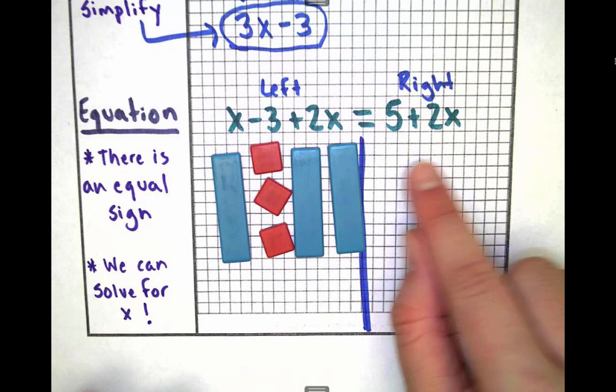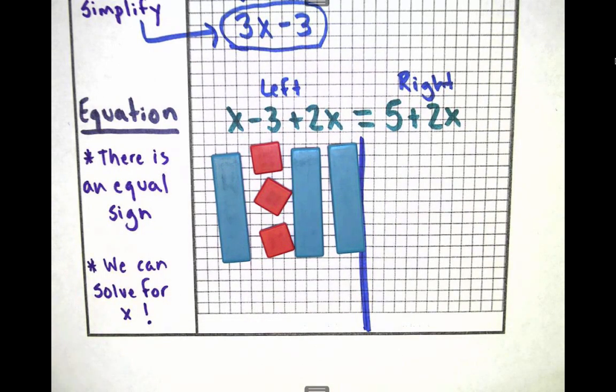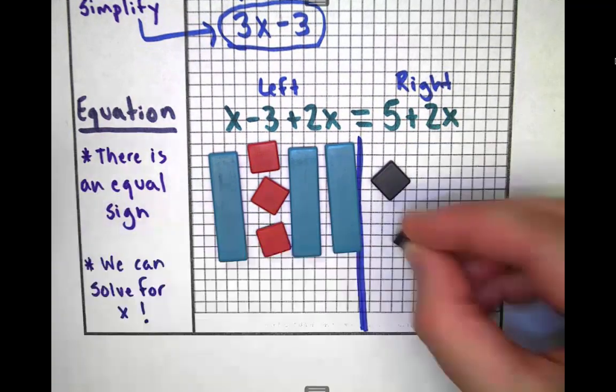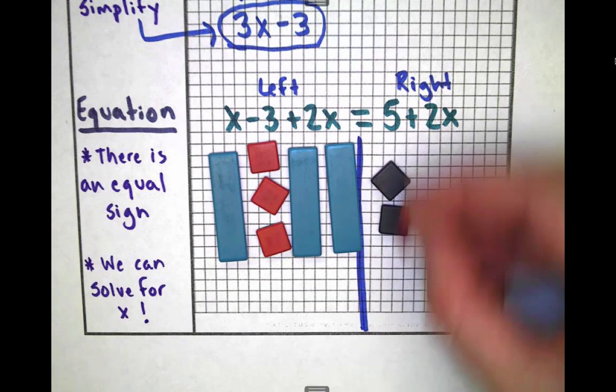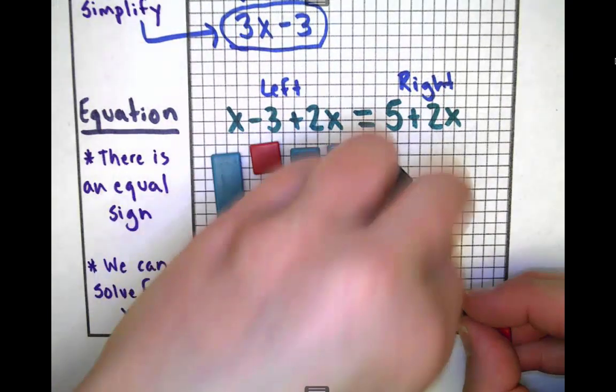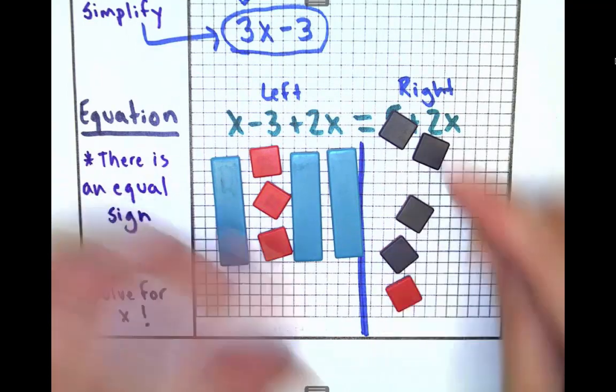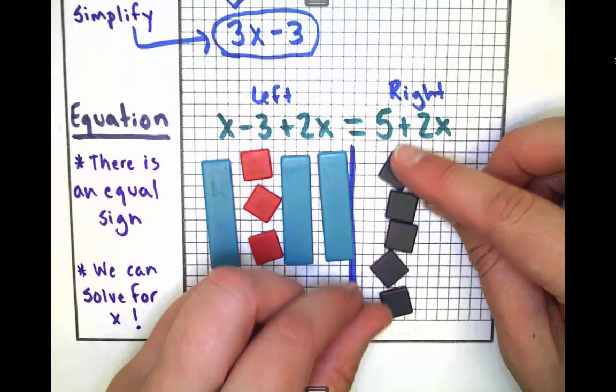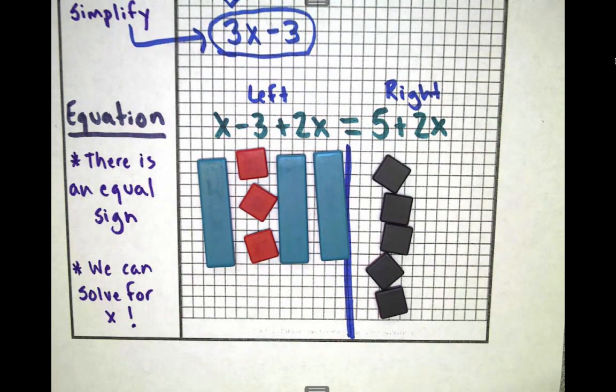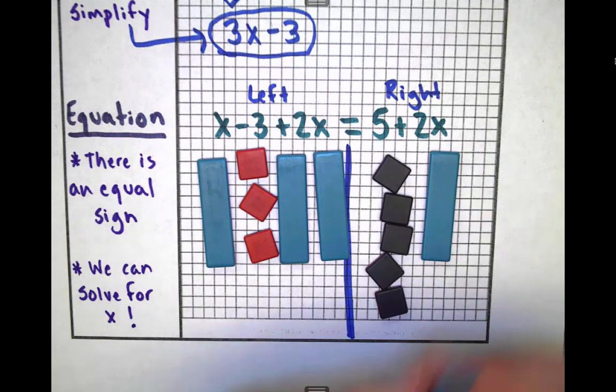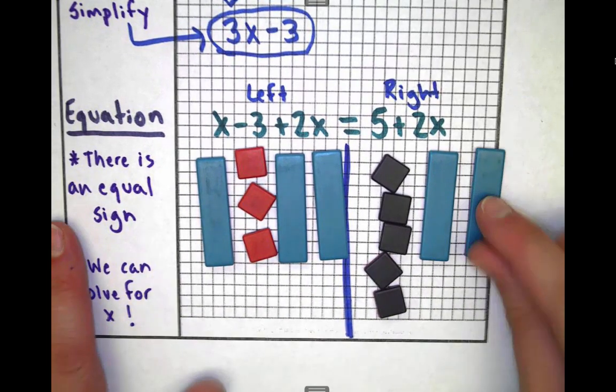And then 5 plus 2x. So I have to have 1, 2, 3, oh, can't be red, it's got to be positive 5, 3, 4, 5. Oh man, no reds. Okay, there's my 5. Plus 2x, so 2 more x's. Okay, there's a picture of our problem.